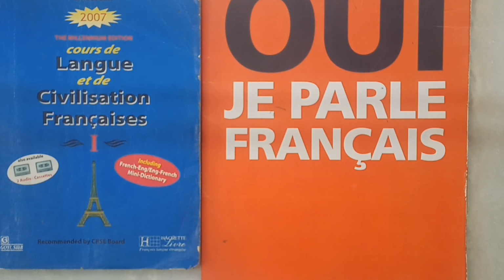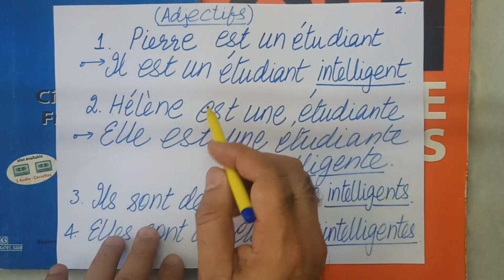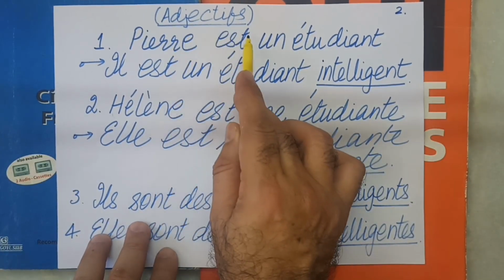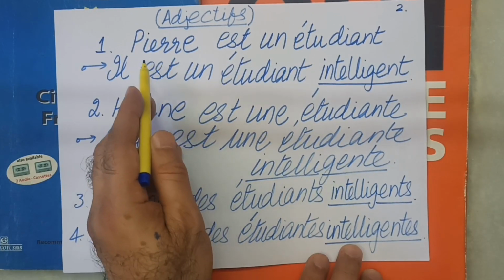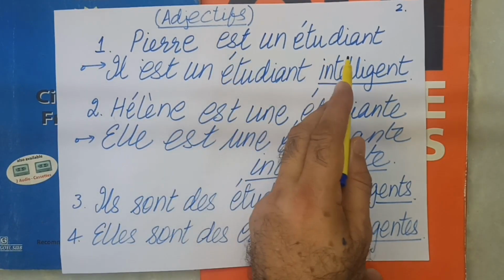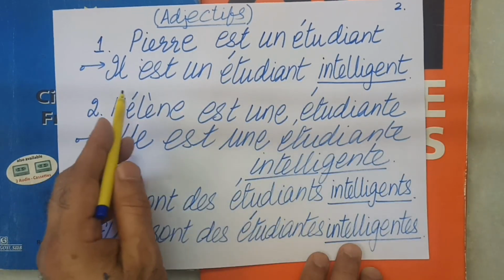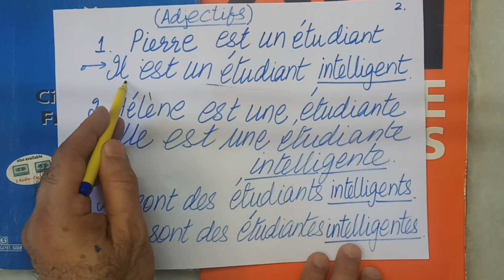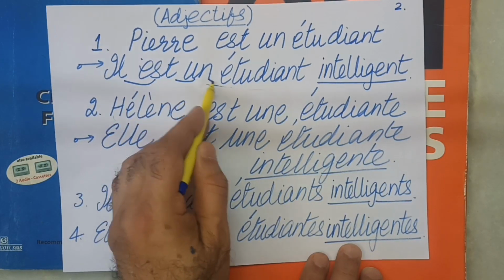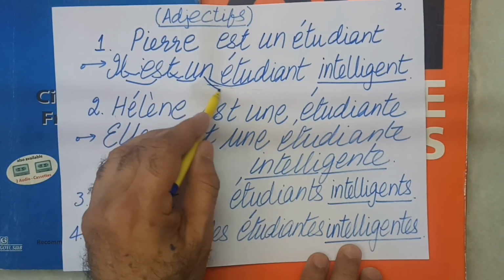Now we come to adjectives. Sheet number 2. Adjectives in French we call adjectif. Now here I write French: Pierre est un étudiant. Pierre is a student. Il est un étudiant intelligent. Il est un étudiant. See, L connects here, T connects here, N connects here.